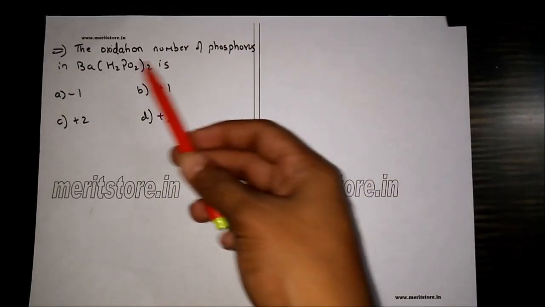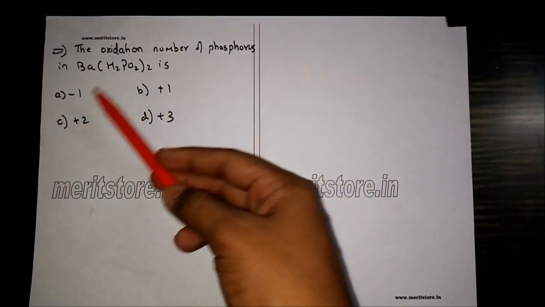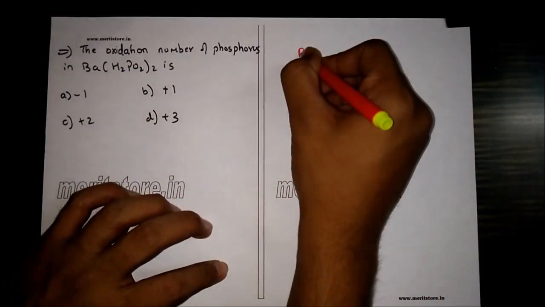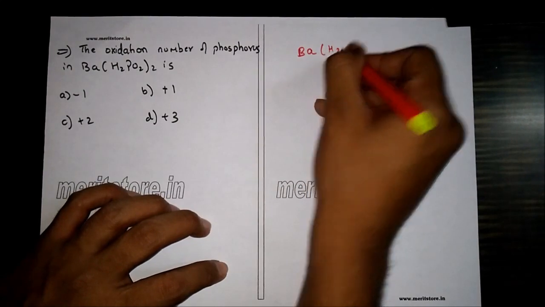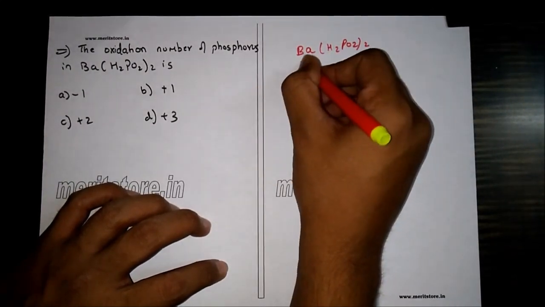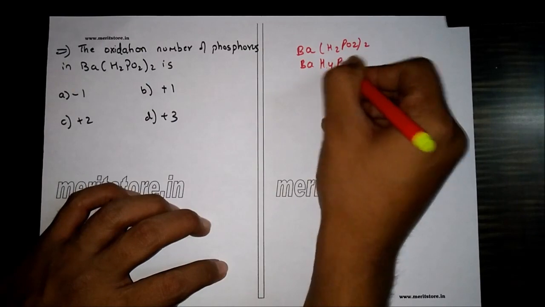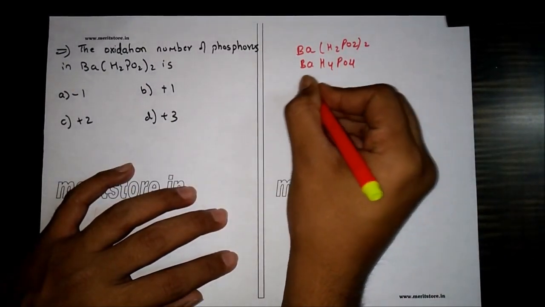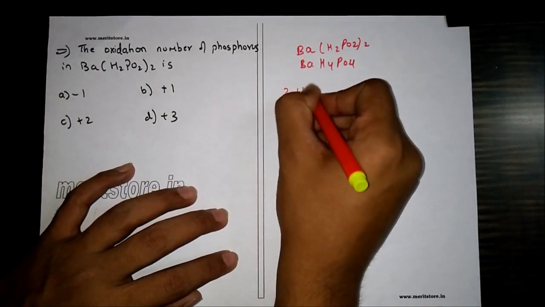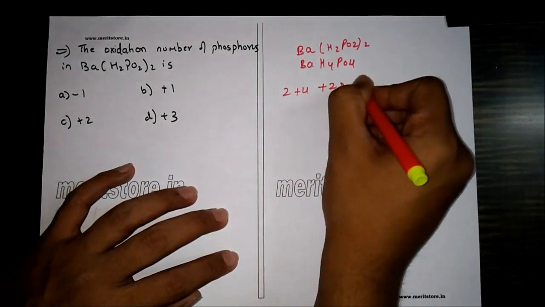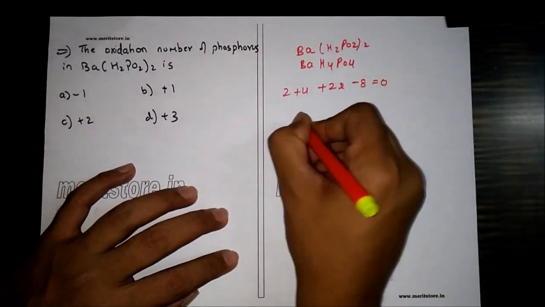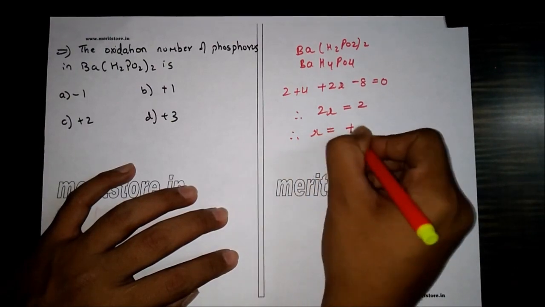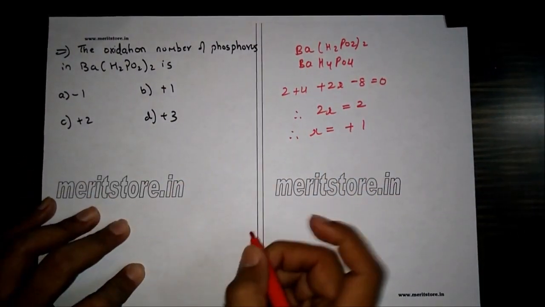The oxidation number of phosphorus in Ba(H2PO2)2 is A) minus 1, B) plus 1, C) plus 2 or D) plus 3. Now let's look at the compound given. It is Ba(H2PO2)2, which on opening gives BaH4P2O4. Therefore let the oxidation number of phosphorus be X. Therefore 2 plus 4 plus 2X minus 8 will be equal to 0. Therefore 2X is equal to 2. Therefore X is equal to plus 1. Therefore here the correct answer is option B, plus 1.